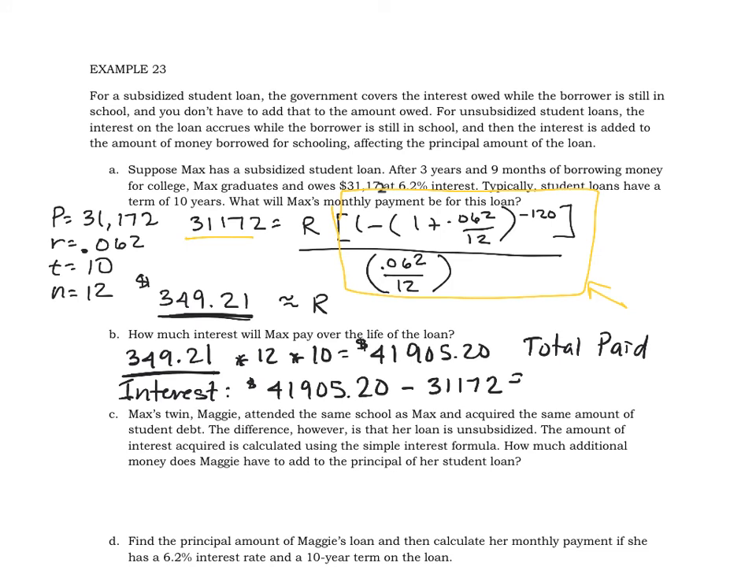and we will get $10,733.20. So it's about to be excessive interest there. So this again is the interest. This is the total paid.